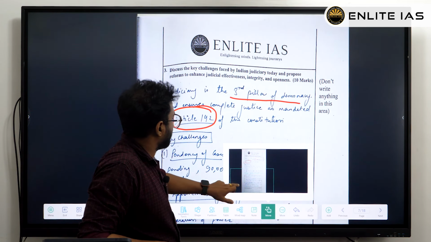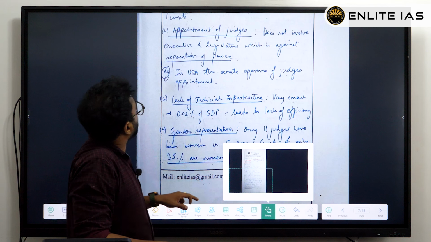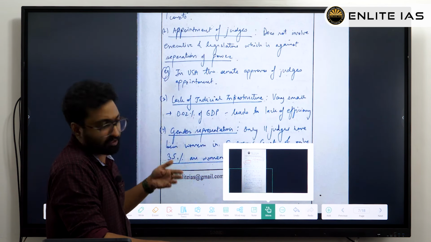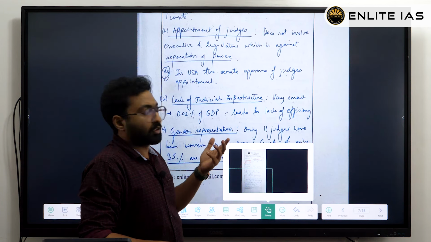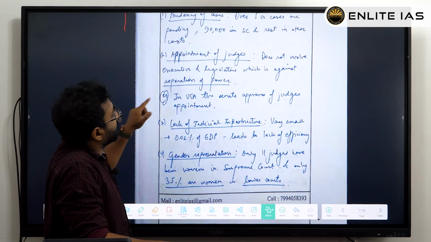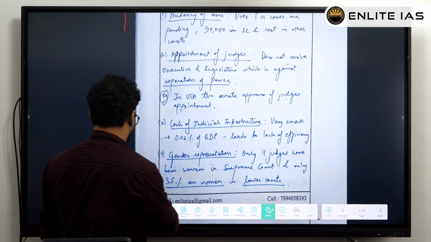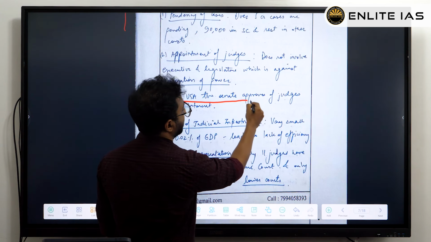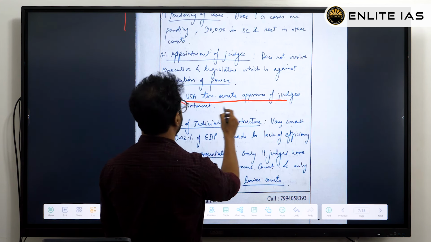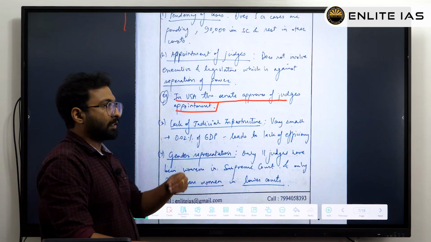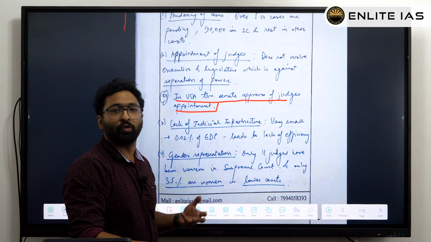He has written appointment of judges. I'm not mentioning the first point, which is very easy, that is the pendency of cases. The second one is appointment of judges. What you can see here is that he has written an example: in the USA, the Senate is part of the appointment of judges. Everyone knows these facts, right?